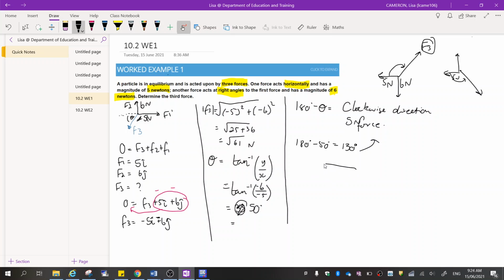So if you're thinking about this in terms of the diagram, here's my 5 Newton force. I need to go this way for 130 degrees, and then when I do that, that's where I'll find my resultant force of F3.